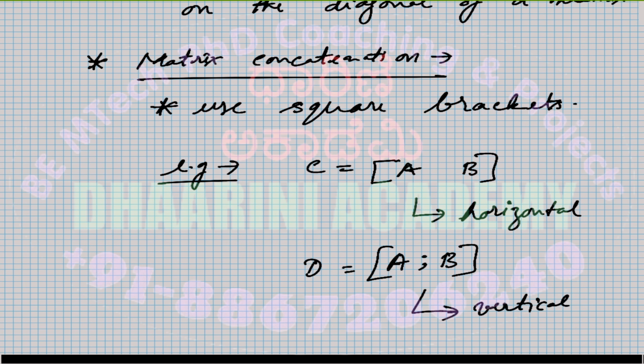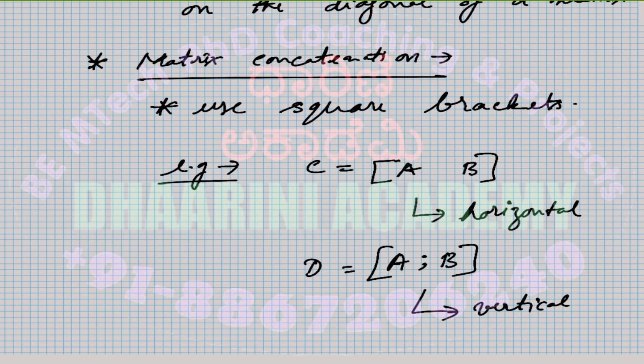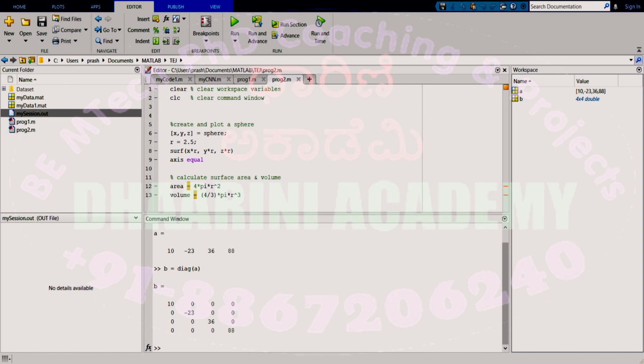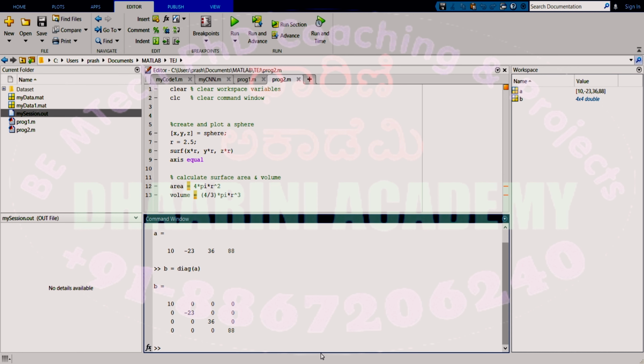Okay, horizontal and vertical concatenation is also possible using this technique. So now let's check this on a MATLAB window. Let me create A is equal to ones of one row, say 5 columns. Okay, this is A, and I create B is equal to say zeros of 1 comma 5.